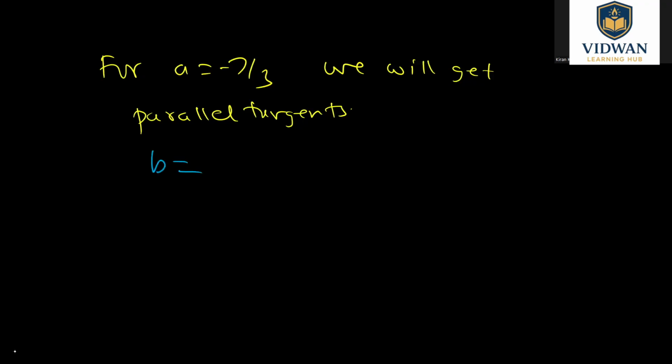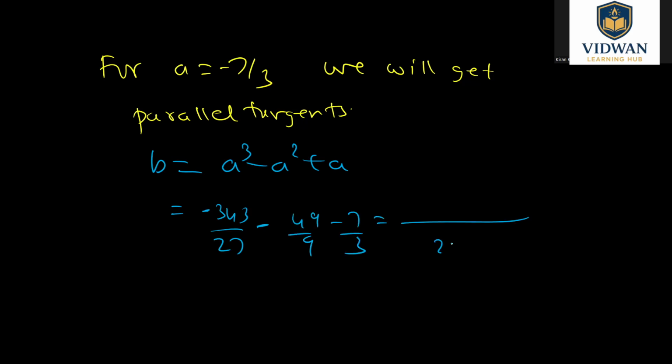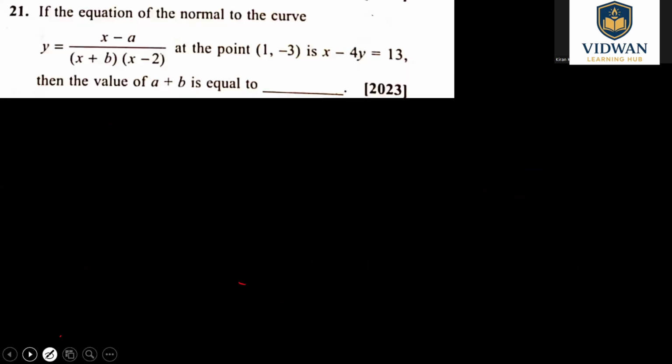Like what is the value of b for this? a cube minus a square plus a. So a cube would be minus 7 cube, I think 343 by 27, minus a square, 49/9, minus 7/3. So LCM will be 27. You'll get minus 343 minus 9 threes, so 49 threes, 147. And again, you have to multiply with 9. So you'll get 63. So you'll get a big number anyway. So that's why I skipped calculating the tangent. We can skip it. So this part I skipped. So let's move on to the next one. You can copy it later if you have not done.